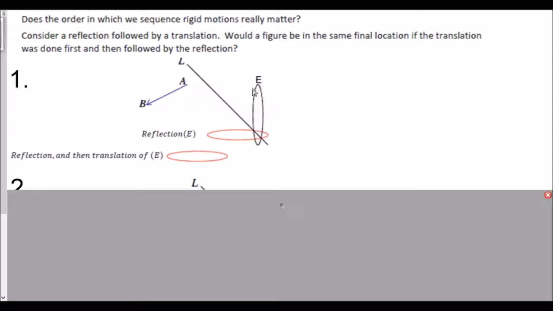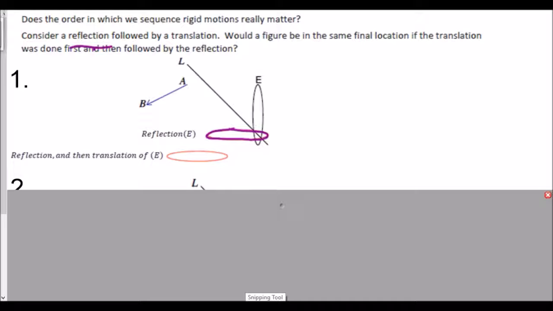So they give us this original E, and they want us first to reflect. Reflecting over this line L means I take my transparency, I trace my E, I trace my line L, and I flip it so that my line L still lays in that same spot. And where you're going to find your reflection is right here. So this right here is the reflection after I reflect it over line L, that's where it should be if you were to do this on transparency.